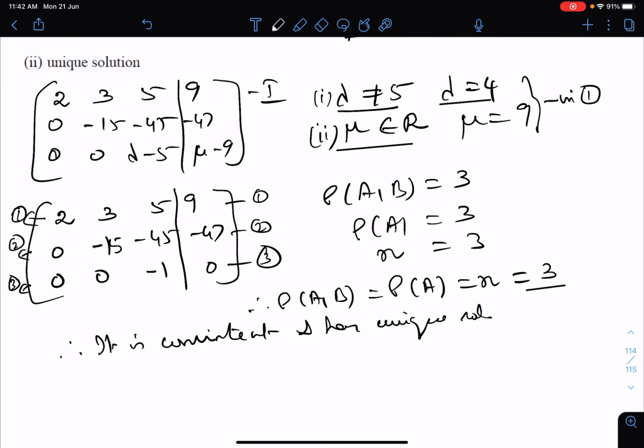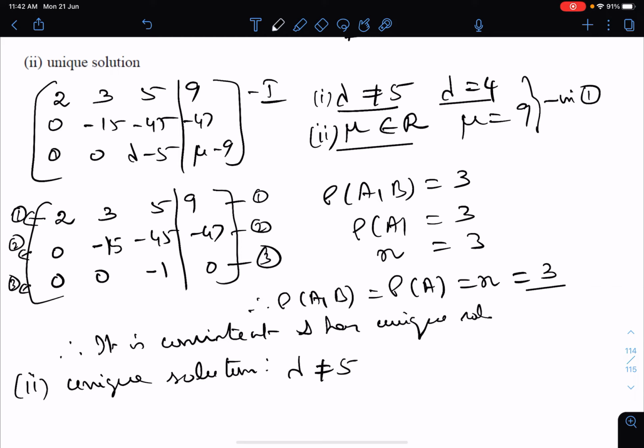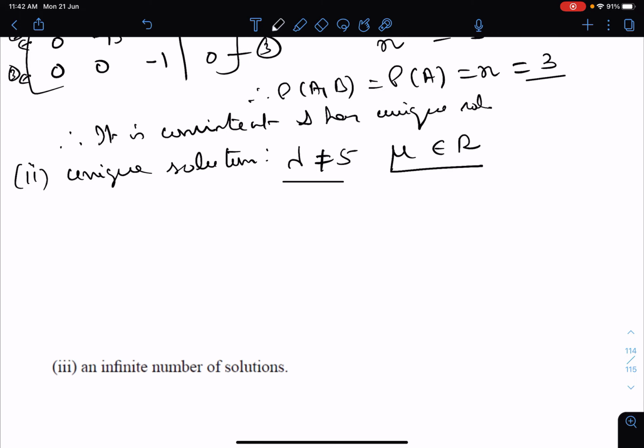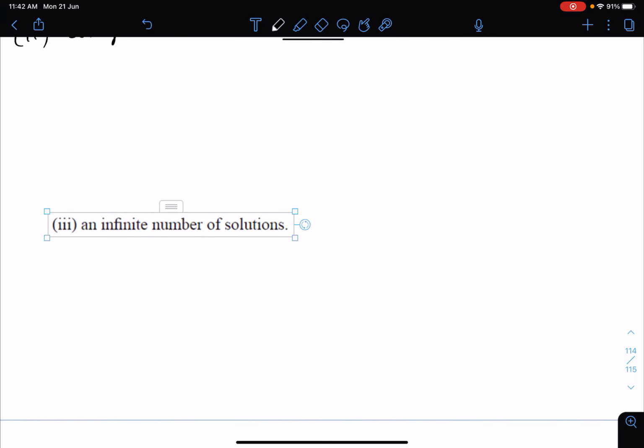So what are the values of lambda and mu for a unique solution? You take lambda not equal to 5 and mu can be any real number. These are the values we get for a unique solution. Now we go to our last condition, infinitely many solutions.